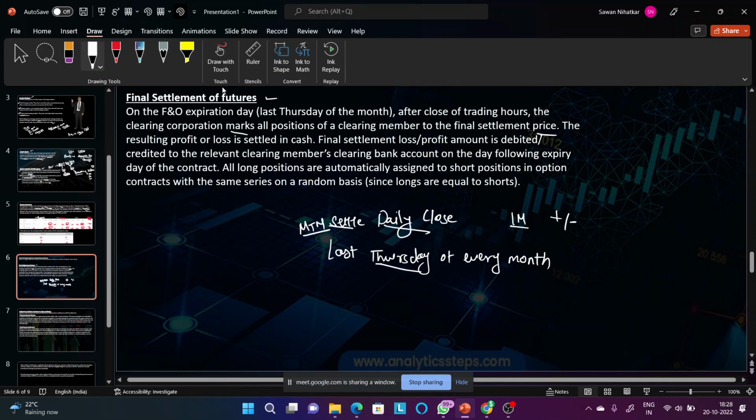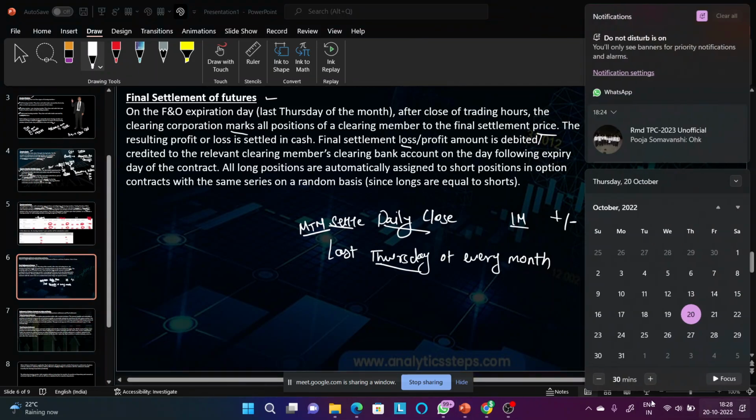Final settlement profit or loss amount is debited or credited to the relevant clearing member's bank account on the day following the expiry day of the contract. All long positions are automatically assigned to short positions in option contract with the same series on a random basis, since longs are always equal to the number of shorts. So exactly what happens, as we see, with the final settlement, let's say in this case, even today I think is a settlement. Yes, today 28th of October is settlement.